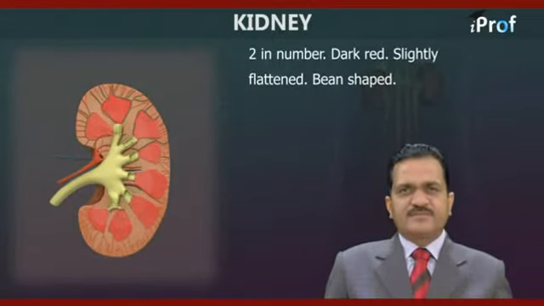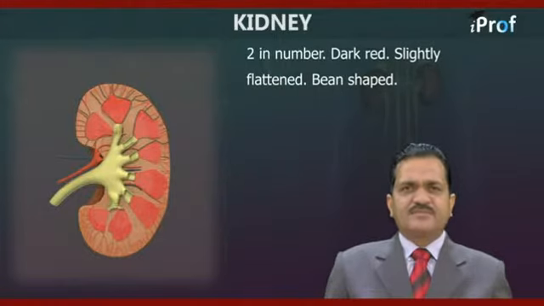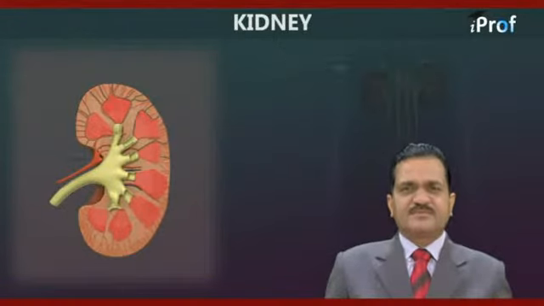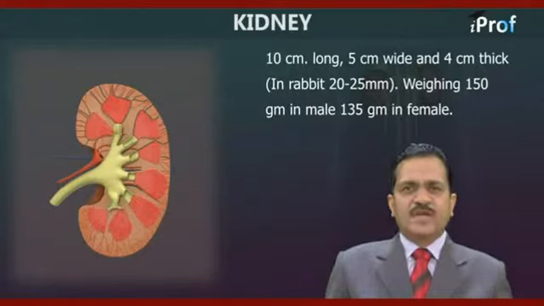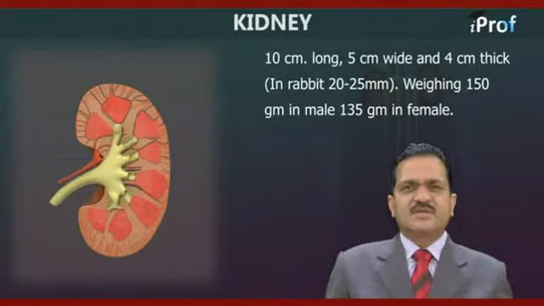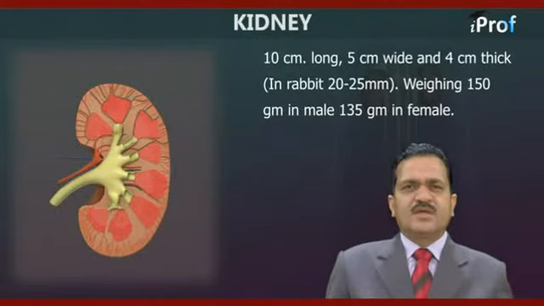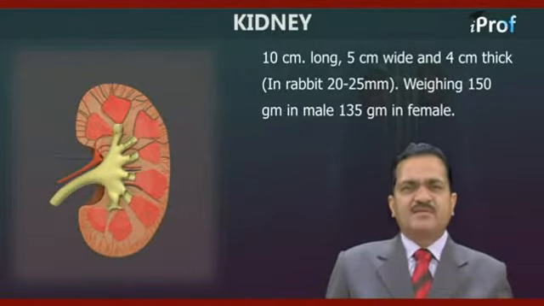The structure of kidney. Kidneys are two in number, dark red, slightly flattened, bean shaped, 10 cm long, 5 cm wide and 4 cm thick. In rabbit 20 to 25 mm. Weight 150 grams in male and 135 grams in female.